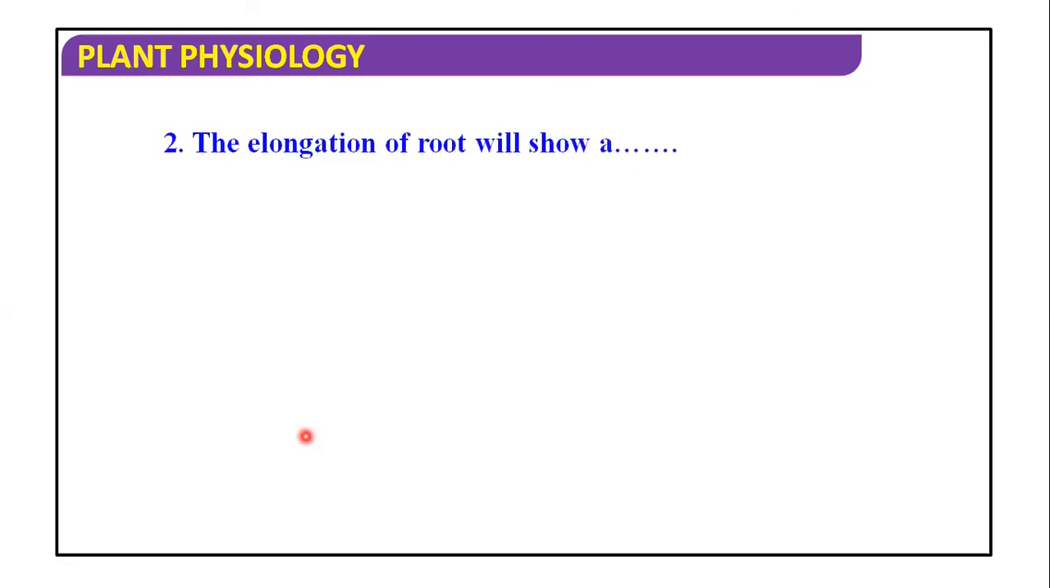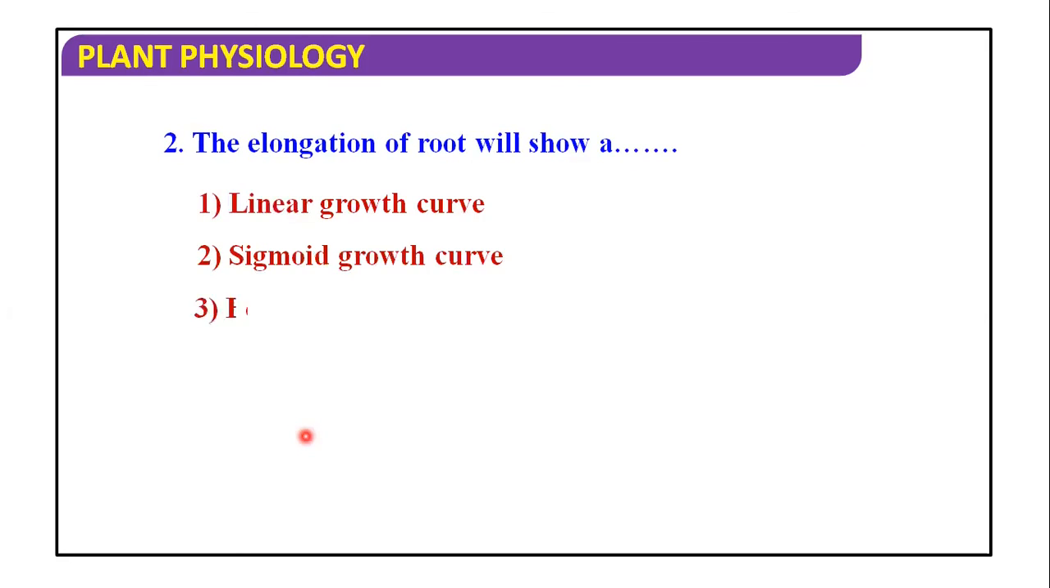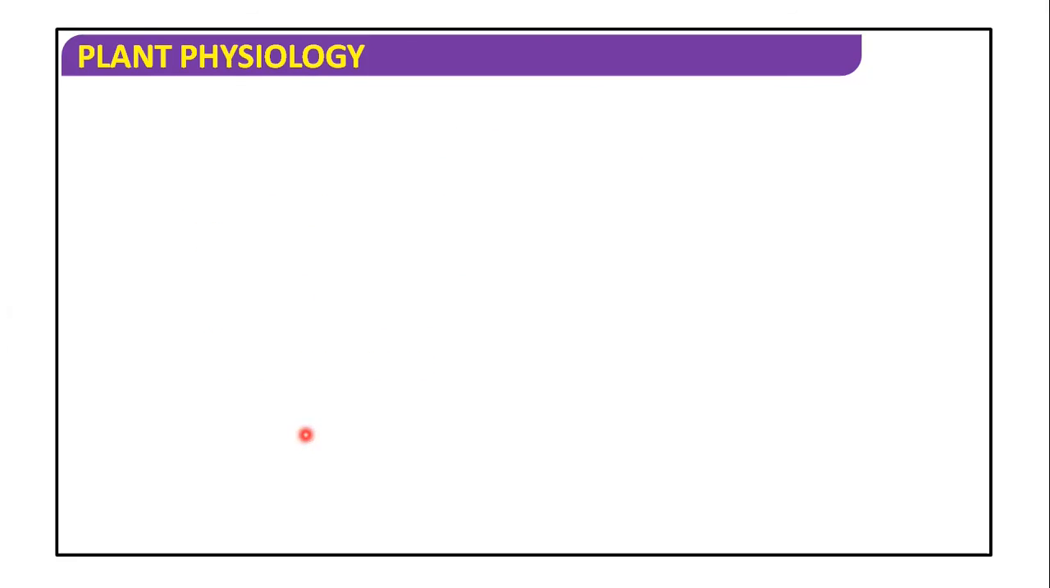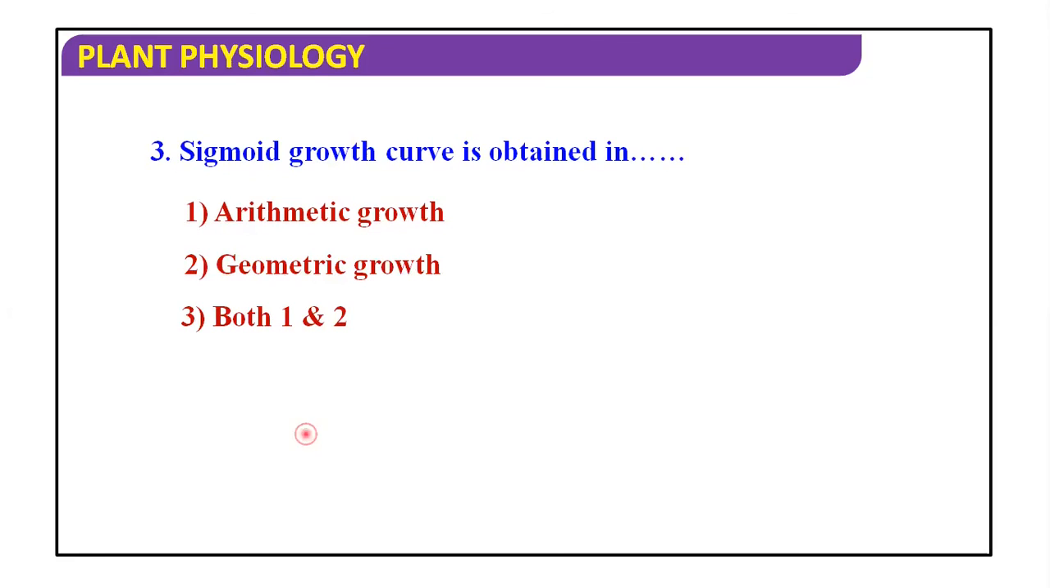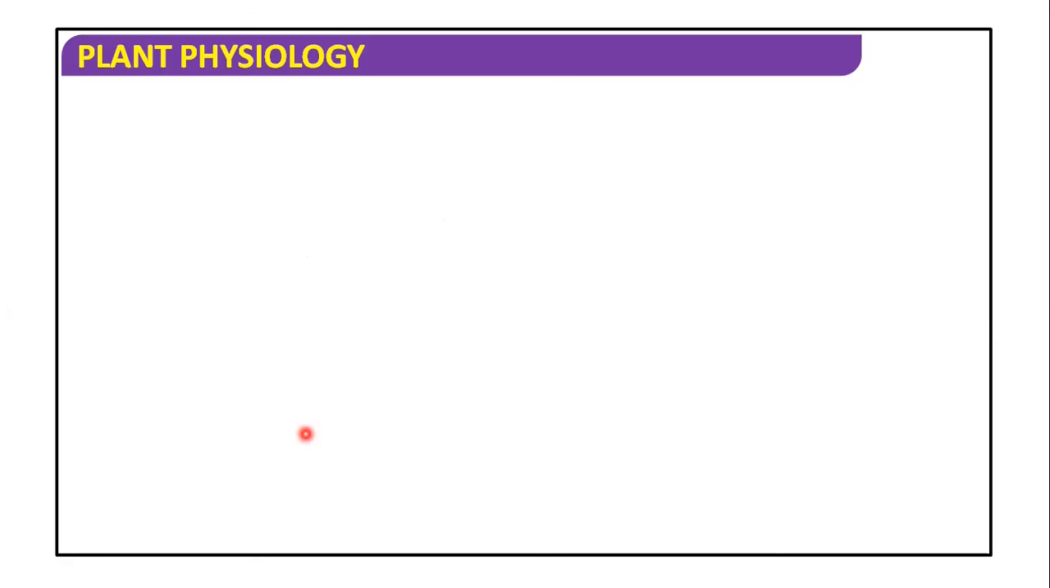Second MCQ: the elongation of root will show a linear growth curve, sigmoid growth curve, bell-shaped curve, or S-shaped curve. The answer is linear growth curve. Third: sigmoid growth curve is obtained in arithmetic growth, geometric growth, both 1 and 2, or linear growth. And the answer is geometric growth.